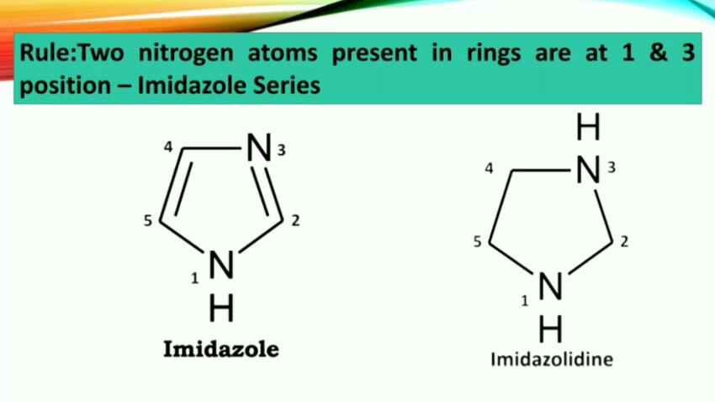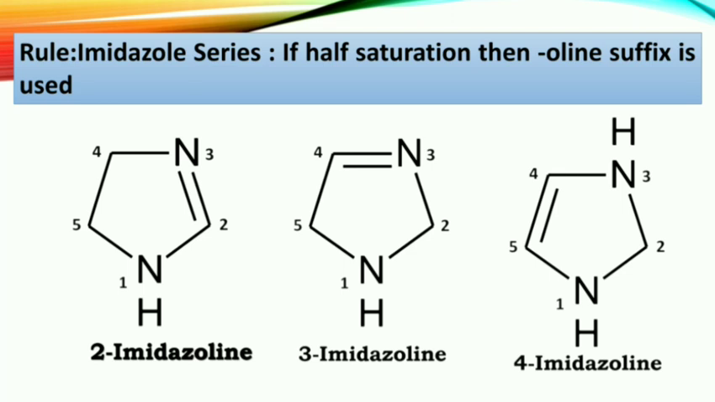When two nitrogens are present in the ring at positions 1 and 3, these compounds are the imidazole series. We'll see some examples so you can easily understand. Okay, so another rule for the imidazole series: if this ring is half saturated, you have to use the suffix "oline", O-L-I-N-E.